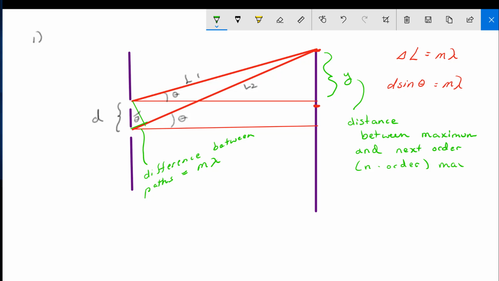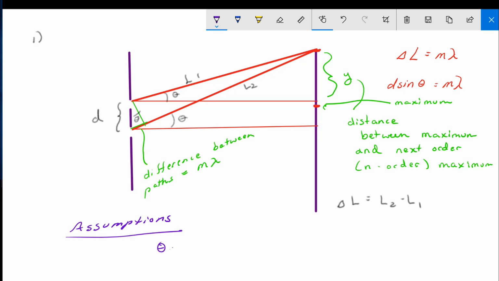Now I've indicated on the drawing the distance y. y is the distance between the central maximum and the next order maximum, or nth order. So that one maximum in the center is our brightest spot in general, and then we would have the next order maximum. That would be y. Stated specifically, delta L is L2 minus L1, which is also m lambda.